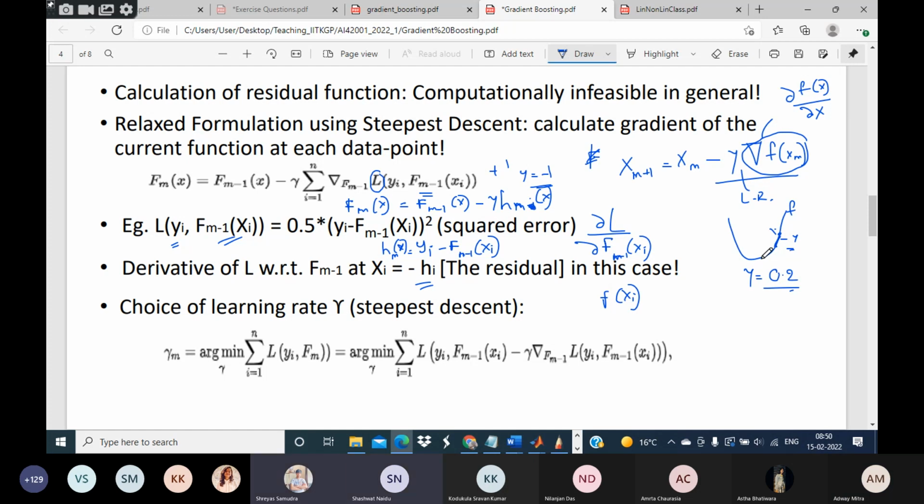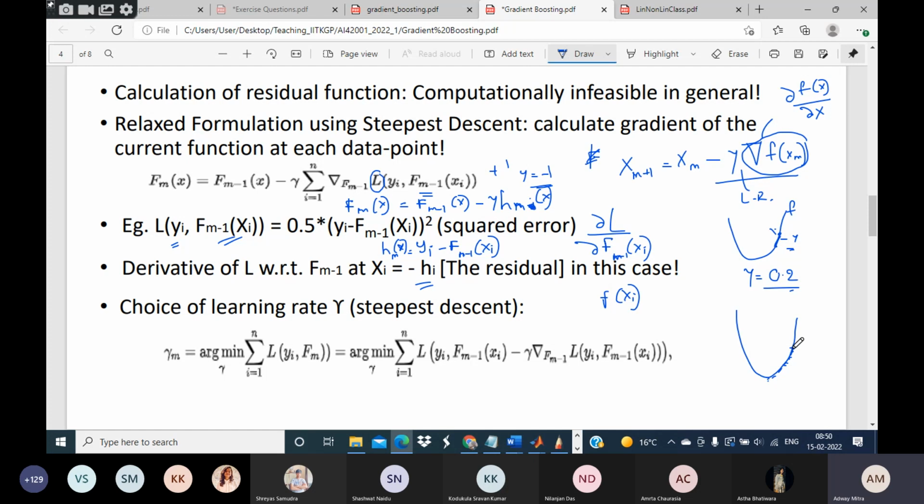If it is too low, it will take a lot of time to converge. And too large? It may not converge. Exactly. It is like we are initially here and we are slowly going down till this point. If gamma is too small, that means from here I go here, then here, then here. That is, I am taking very small steps, so it may take a very long time to converge.